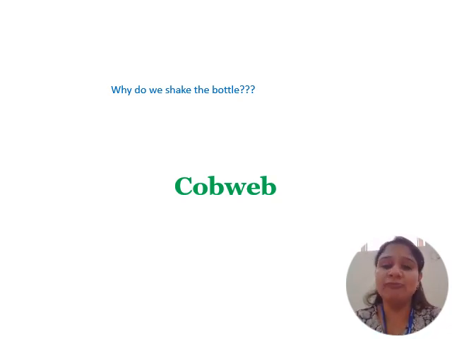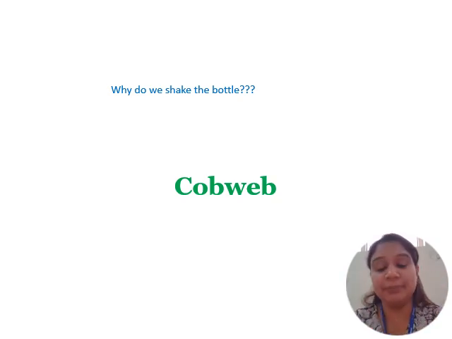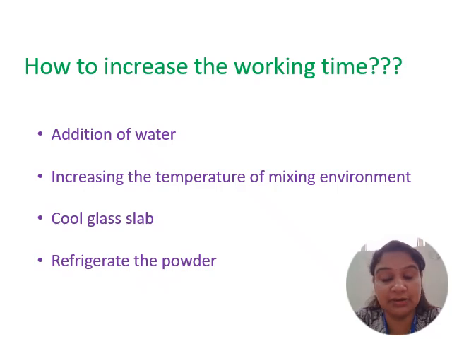So what is cobweb here? When the gel becomes hardened, it has a cobweb-like appearance. This is most commonly seen in polyacrylic acid. So how to increase the working time? The working time can be increased by addition of water, increasing the temperature of the mixing environment, cool glass slab technique, and also by refrigeration of the powder.